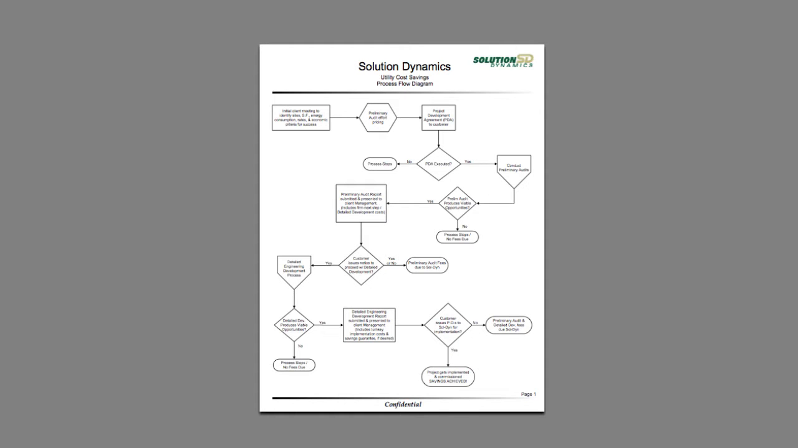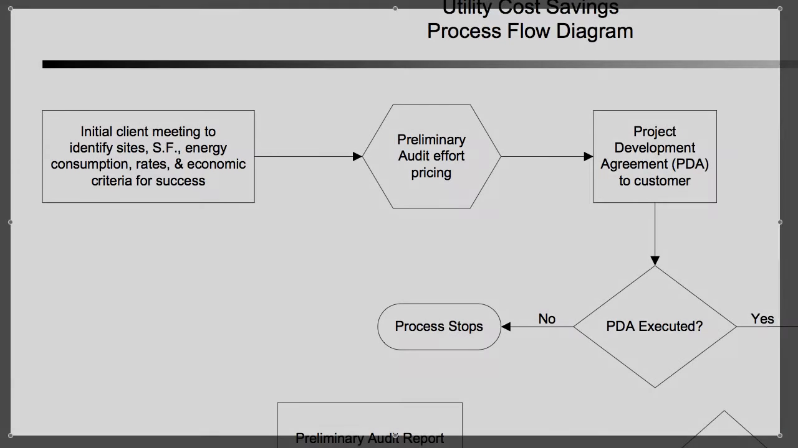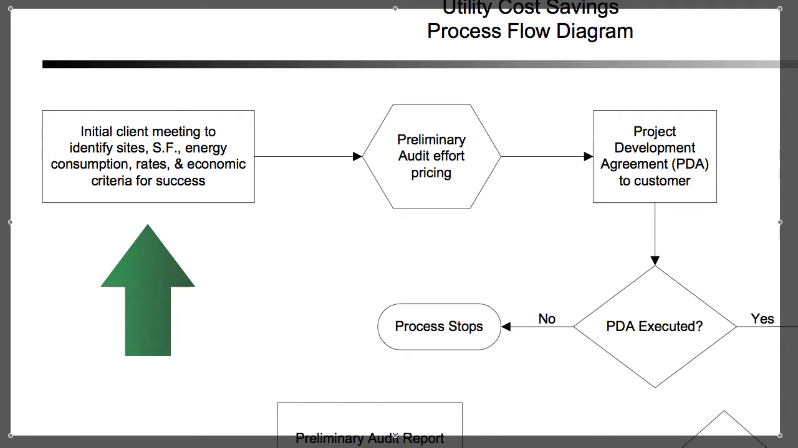What you see in front of you is our complete workflow that we follow when we execute a project development agreement. So the first thing we need to do is listen and understand what our clients' needs are and learn a little bit about their facilities, things like number of sites, which sites, square footage, energy consumption, utility consumption, what rates they're paying, and most importantly, what's their economic criteria for success.